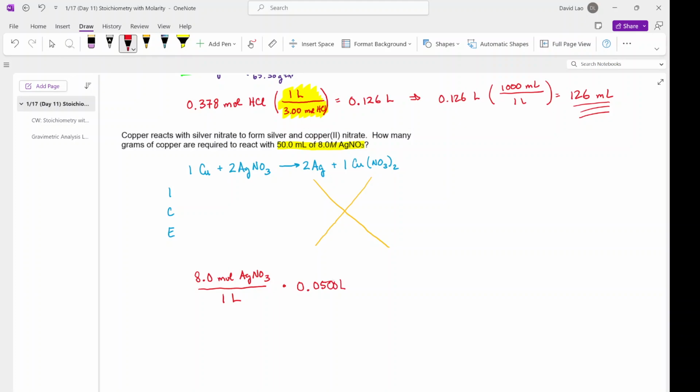So 0.0500 liters. Units will cancel out here and here, and I should get 0.40 moles. I'll plug that into here, 0.40 moles.